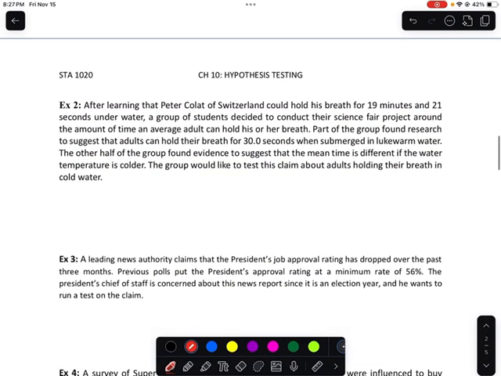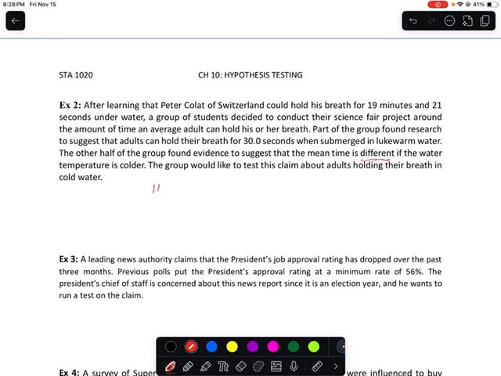Second example. After learning that Peter Colat of Switzerland could hold his breath for 19 minutes and 21 seconds underwater, a group of students decided to conduct their science fair project around the amount of time an average adult can hold his or her breath. Part of the group found research to suggest that adults can hold their breath for 30 seconds when submerged in lukewarm water. The other half of the group found evidence to suggest that the mean time is different if the water temperature is colder.